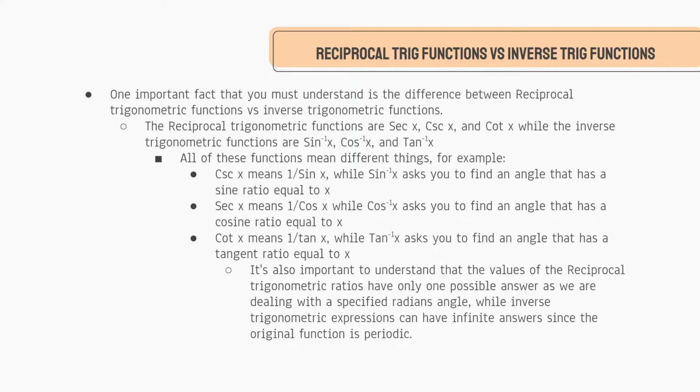However, the inverse of trigonometric expressions can have infinite answers, as we're trying to find the angle that has the same ratio that equals x. If we were trying to find an angle where sine equals 1 over 2, since the function is periodic, we would be repeating this value every 2 pi. That is why we could technically have infinite answers for this question.